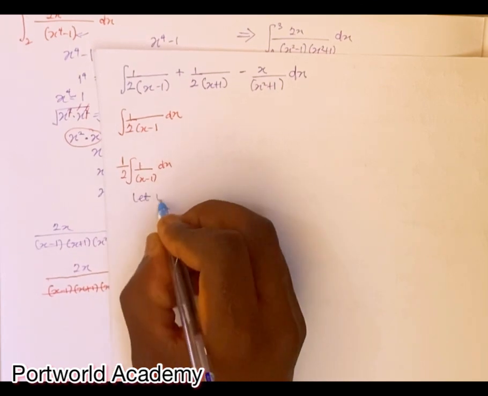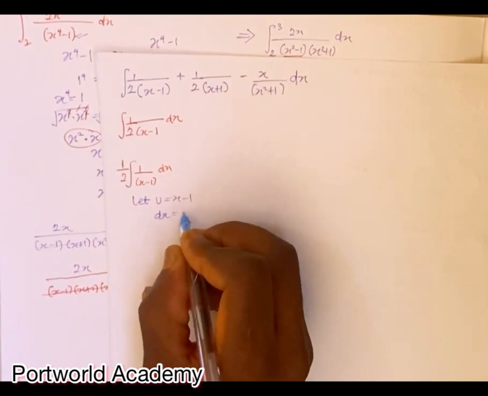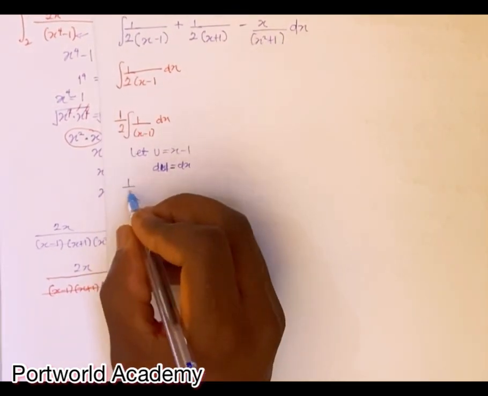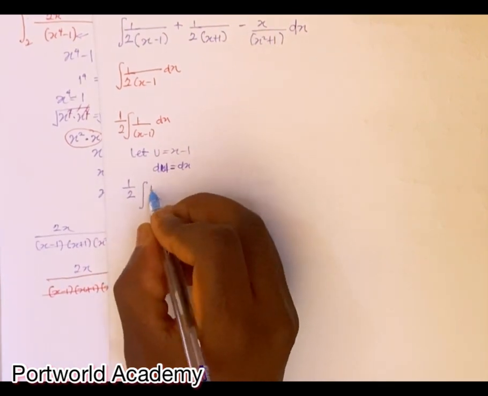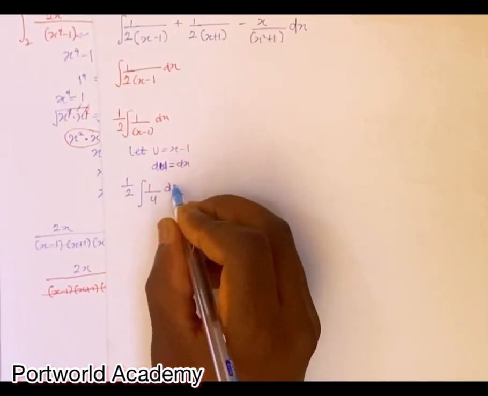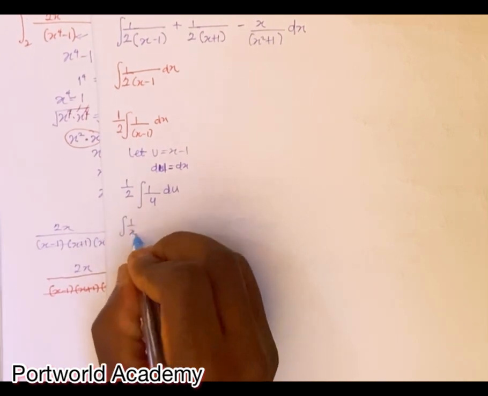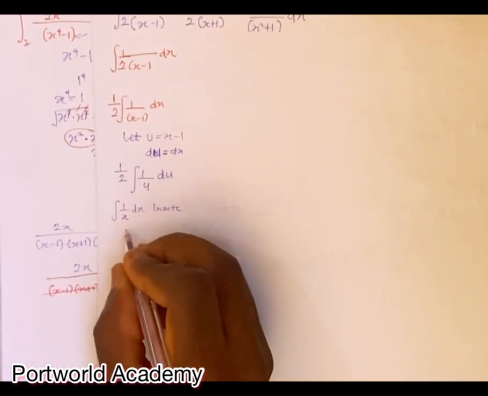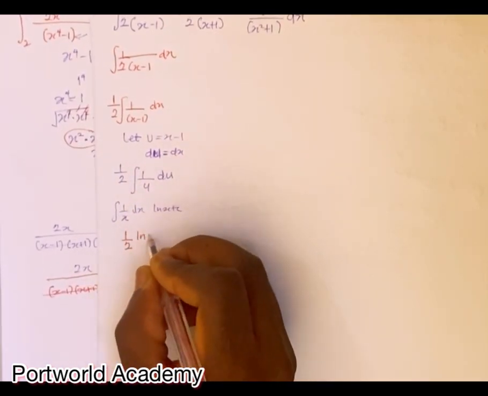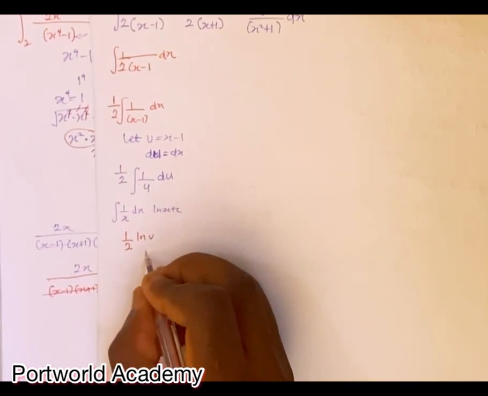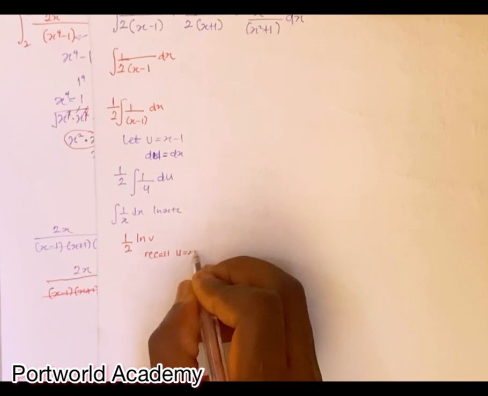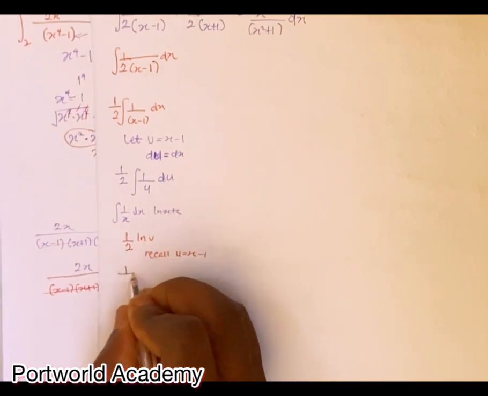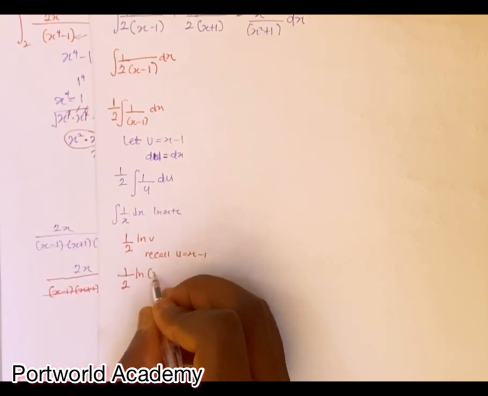Okay, let me just try to solve this one for you. Let u equal x minus 1. Then your du equals dx. So coming back here, I'm going to have 1 over 2 integral of 1 over u, my dx is du. You can recall, whenever you have the integral of 1 over x dx, that's ln x plus c. So here I'm going to have 1 over 2 ln u, or you say log u. Then you can recall, your u equals x minus 1. So I'm going to have 1 over 2 natural log of x minus 1.